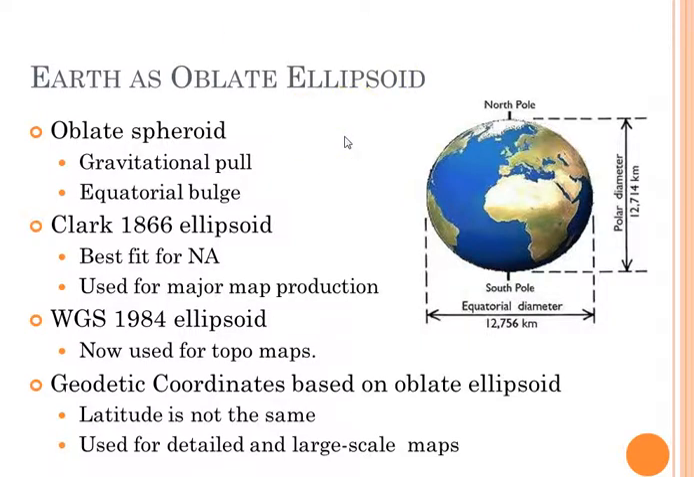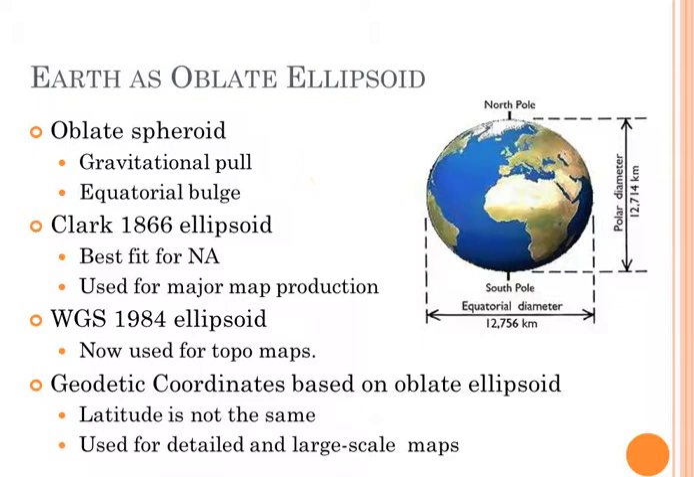So what we know is that the Earth is not round, right? We all kind of think about the Earth as round, but it is what is called an oblate spheroid. It's more of a squished, football-looking shape, and that's partly due to the gravitational pull. As the Earth spins around its axis, it gets this equatorial bulge, and so we get this different shape. So it's a little bit wider in circumference than it is from north to south.